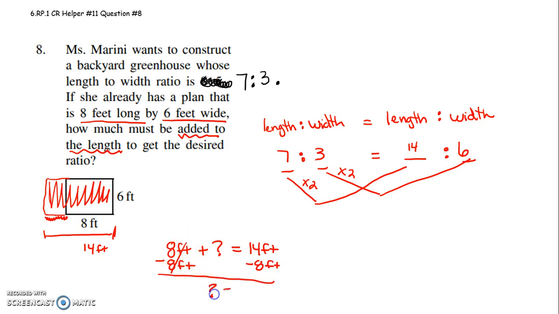So that question mark would be, what's 14 minus 8? 6. So you must have to add on 6 feet. Because if you tack on 6 feet here, you'll get to the desired 14 to 6. 14 to 6 is the same as 7:3. They're going to need to add on 6 feet. I hope that helps.